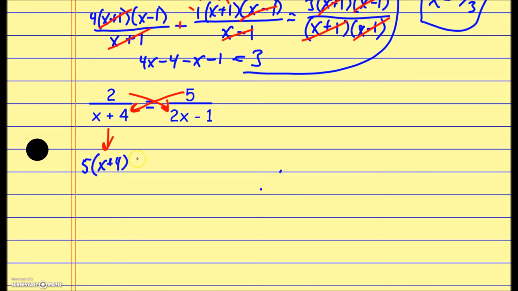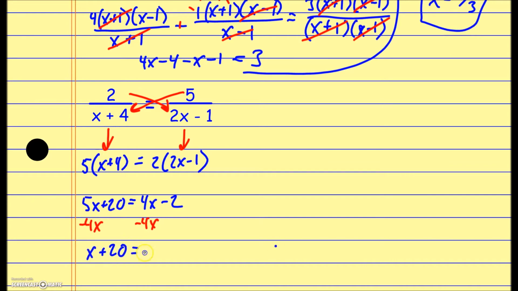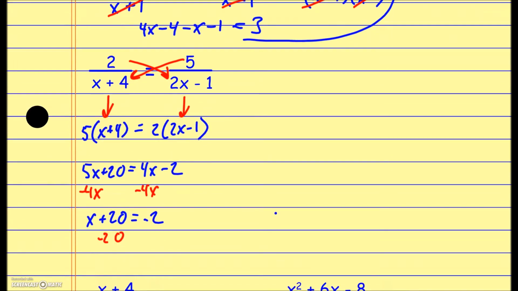It's going to look like this. And the same thing on the other side, when I take the 2 times the 2x minus 1, I'm going to write it as a 2 times 2x minus 1. And then from here, I'm going to distribute, and then finish solving what's left. So I use my distributive property on each side. That gives me a 5x plus 20 equals, again, a 4x minus 2. Now to finish solving, I got to get my x on the same side. I'm going to subtract the 4x from each side. That's going to leave me with an x plus 20 equals a negative 2. And then, of course, I'm going to subtract the 20 from each side.